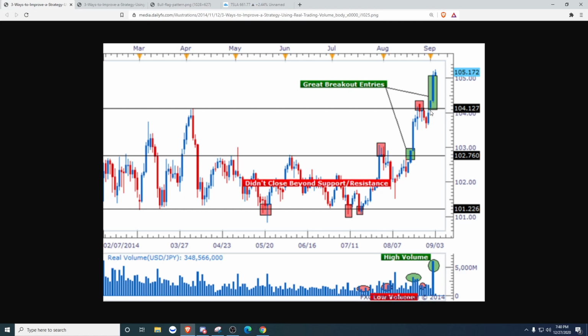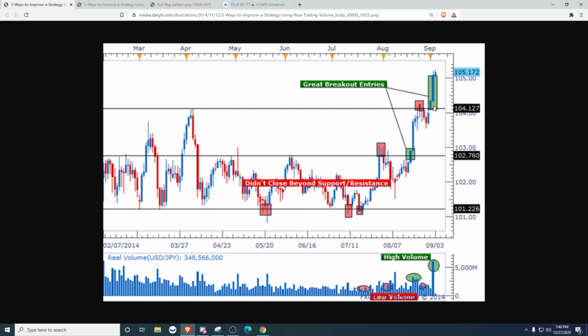Whenever we break a resistance level, which is 104.127, this line right here, we got rejected here and rejected here. Third time we broke it, we want to see lots of volume coming in. Lots of buying volume. We want to see a good amount of volume rushing in. And what that indicates to us is that this isn't a fake out.